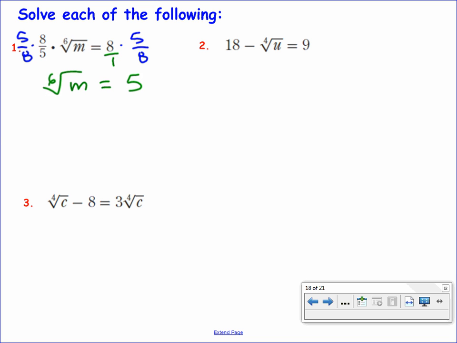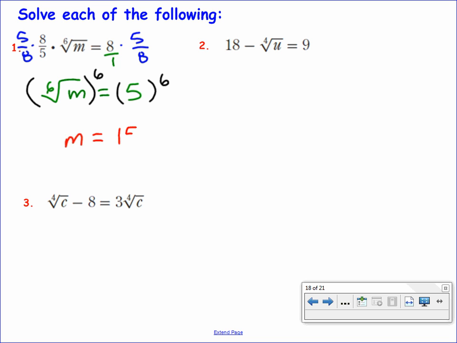Let's find it. How do I undo a 6th root? Easy cheesy. We'll raise both sides to the 6th power. When I raise both sides to the 6th power, I've got an m alone, and what's 5 to the 6th? Everybody find it? Go to your half sheet, Barrett. 15,625. Woo! Thank you.